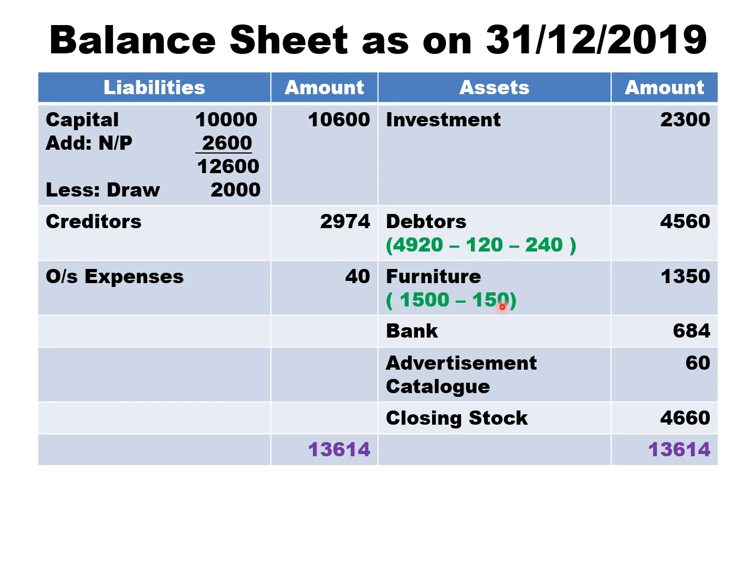Furniture less depreciation. Bank. Advertisement catalog 60 is a stock of stationery, it is called. Then we have closing stock.